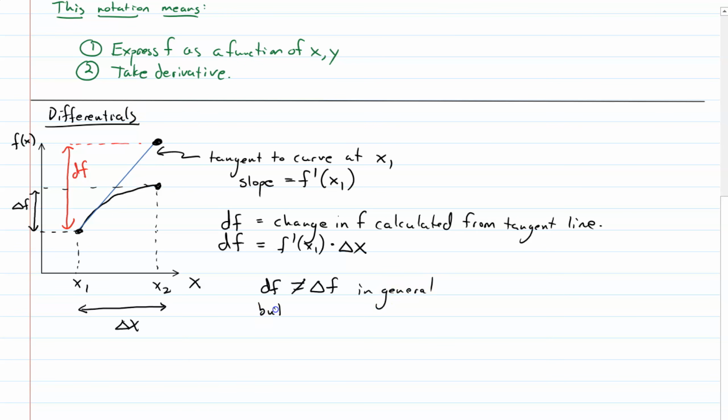But if my delta x is very, very small, so in the limit that delta x goes to 0, so I take an infinitesimally small step in x, I don't go very far, just the smallest amount you could possibly imagine in x. Then, if I look very close here, my curve and my line are exactly on top of each other, right? So in the limit, as delta x goes to 0, they are equal.